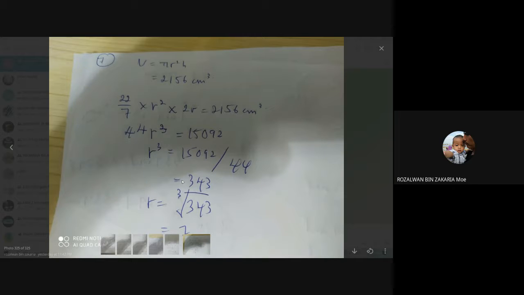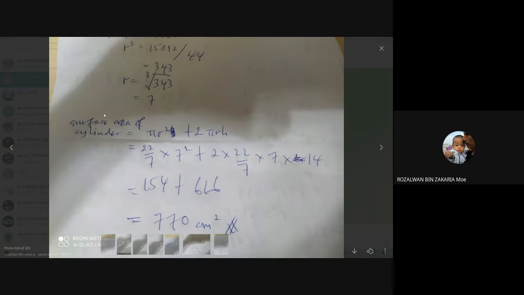So it equals 343. Then r equals the cube root of 343, which equals 7. So we already know the value for the radius of that cylinder, which is equal to 7. Okay, next.